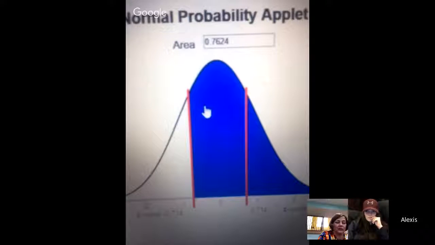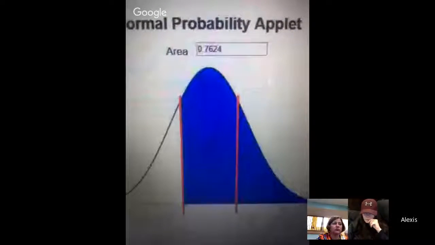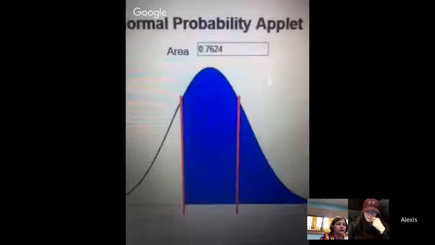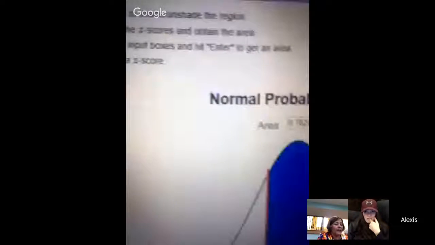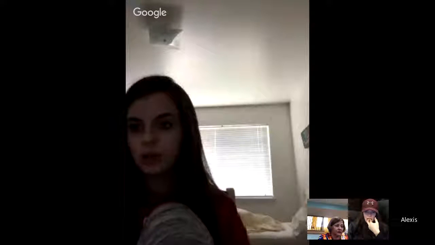So wait a minute. I still get 0.2382 at the top if it's more than 60%. So this is what I did. And then I got 0.7624. But wait a minute. Wouldn't you have to do the red line over to 0? Because protein is more than 0.60.